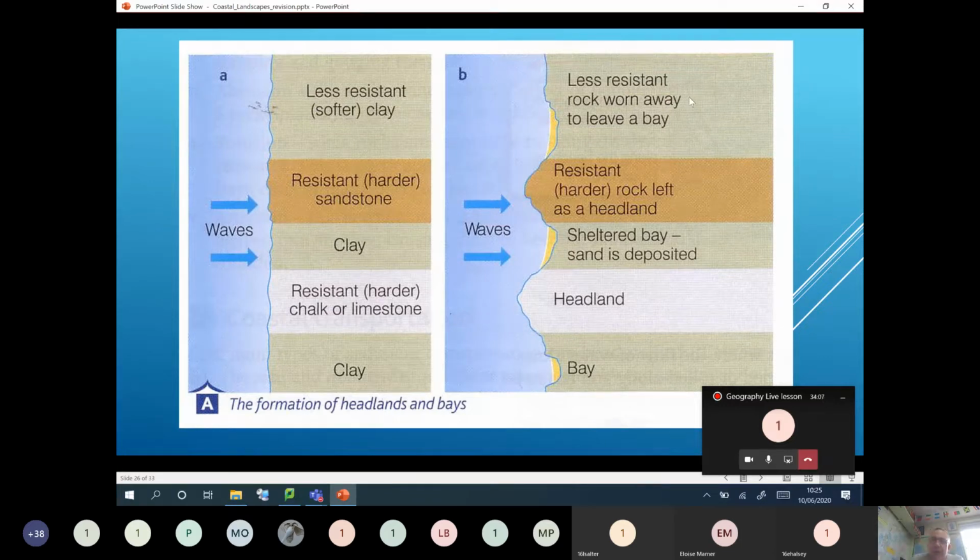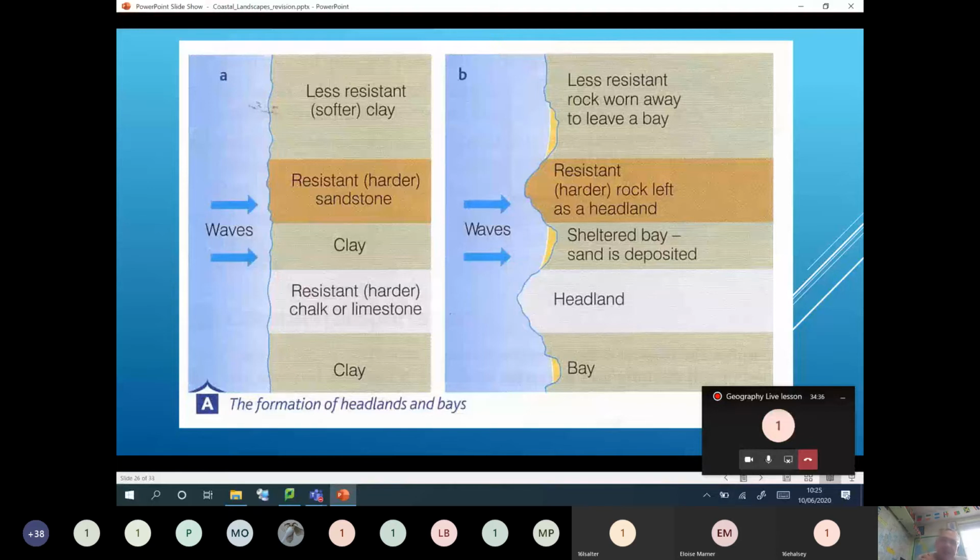So of course, what you end up with is the softer rock eroding at a faster rate than the harder rock, or the less resistant rock being eroded, being worn away at a faster rate than the more resistant rock. So what we're ending up with here are our headlands. So headlands, pieces of rock that are sticking out into the sea, and our bays that are sheltered.